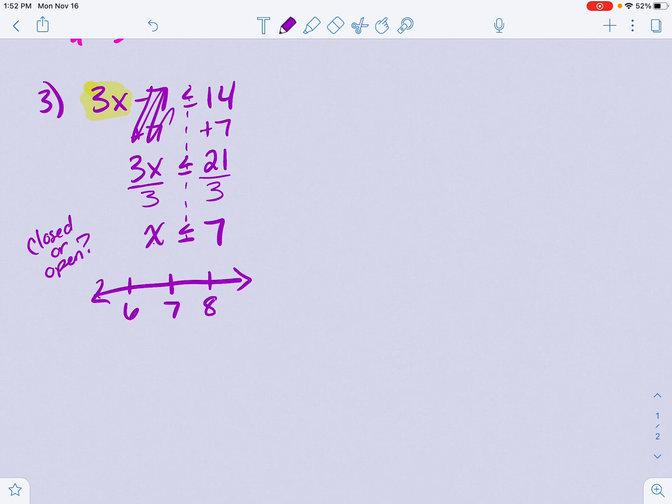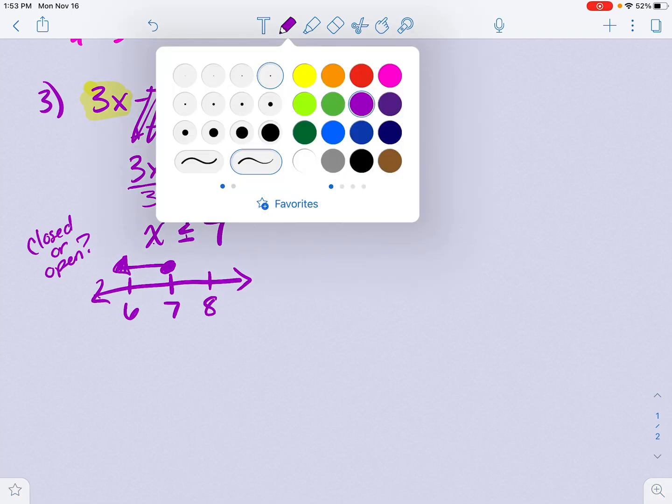Okay, so it's a less than or equal to, so it is a closed circle. Now, which way are we going to shade? X is less than 7, so less than would be all of those smaller numbers. Okay, next one.